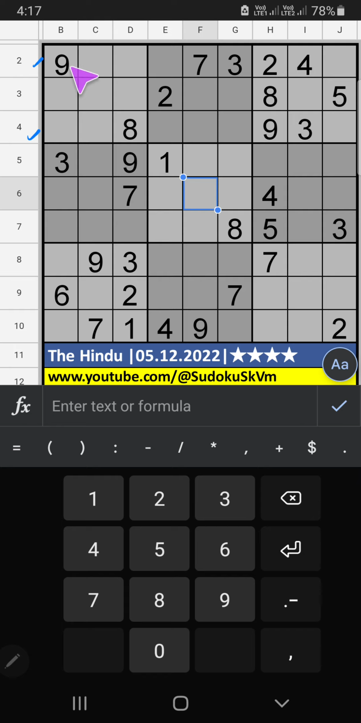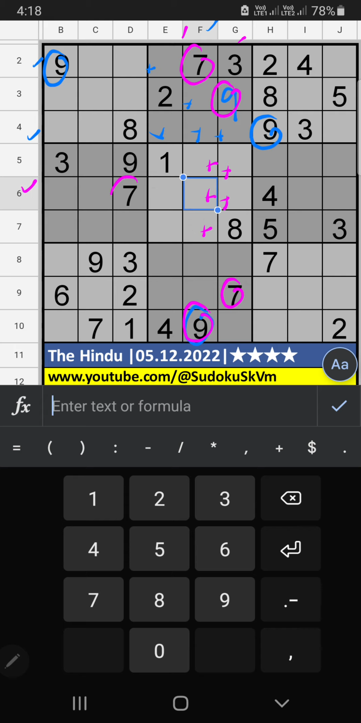Second row, fourth row, we have 9. Column F also we have 9. So 9 can't come in these cells. The 9 is confirmed here. Column F, column G, we have pair numbers 7 and 9. So 7 and 9 can't come in these cells. It will come in another 2 cells.